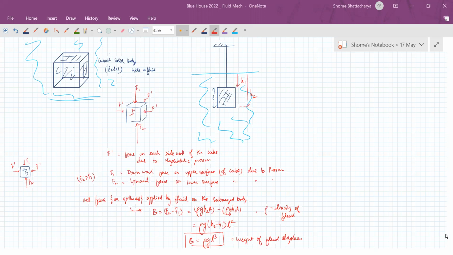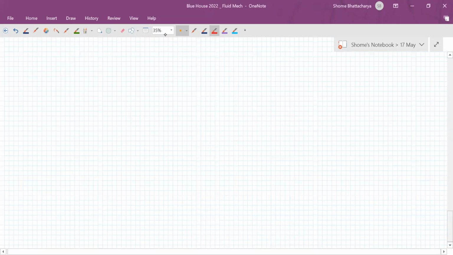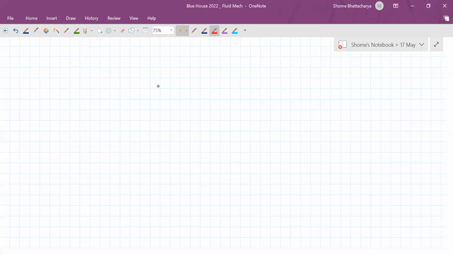So I hope you understood this derivation first of all. Now, similarly, if you have a partially submerged object, you can easily prove it in the same way.